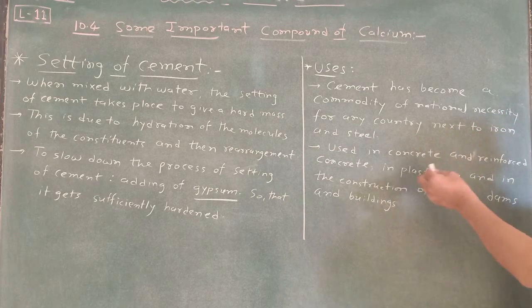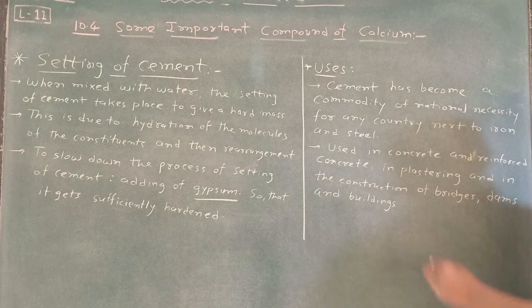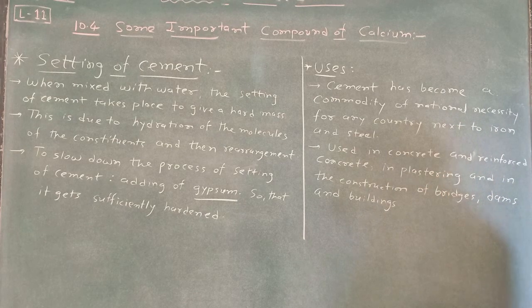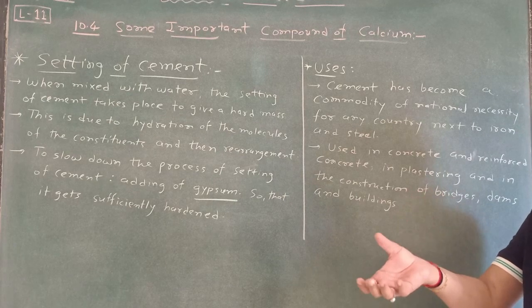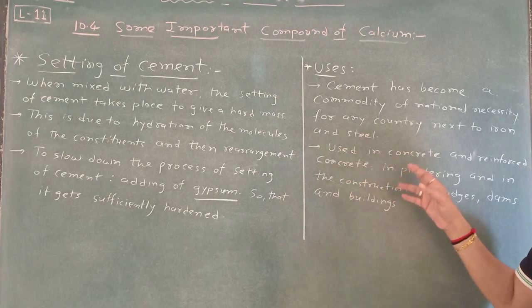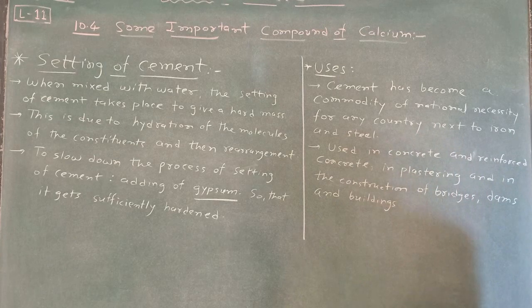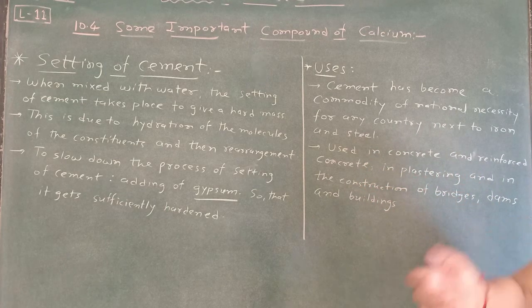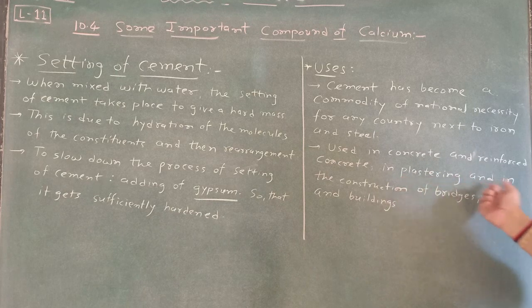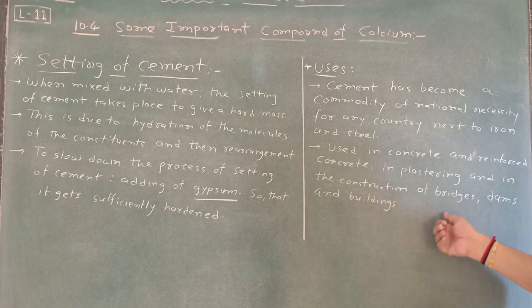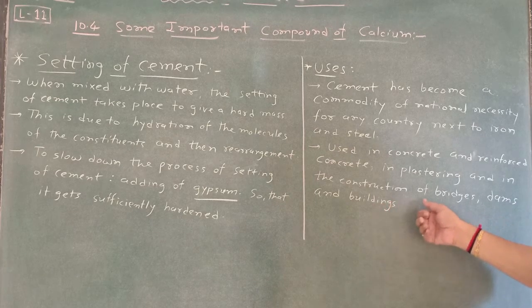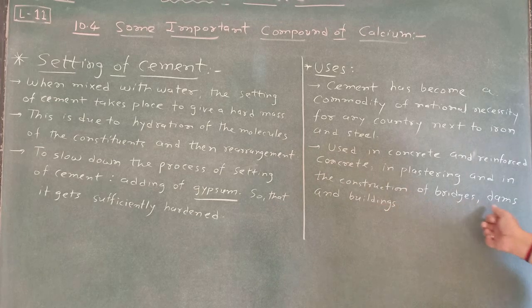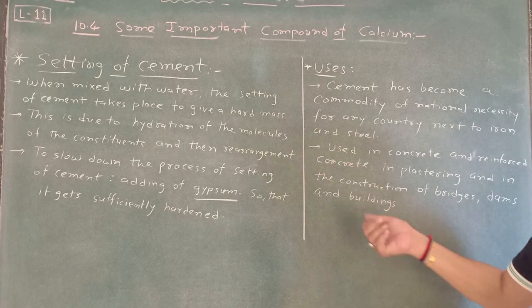It is used in concrete and reinforced concrete. Concrete and reinforced concrete means we have to add sand and metal, black stones, and then add this cement. That is concrete. It is also used in plastering, making roads, and in the construction of bridges, dams and buildings.